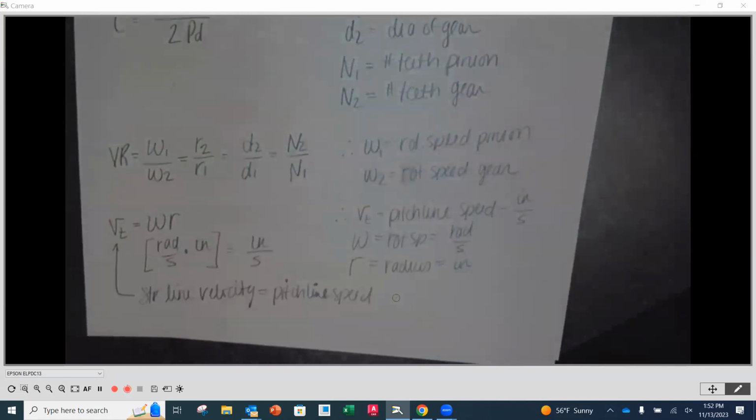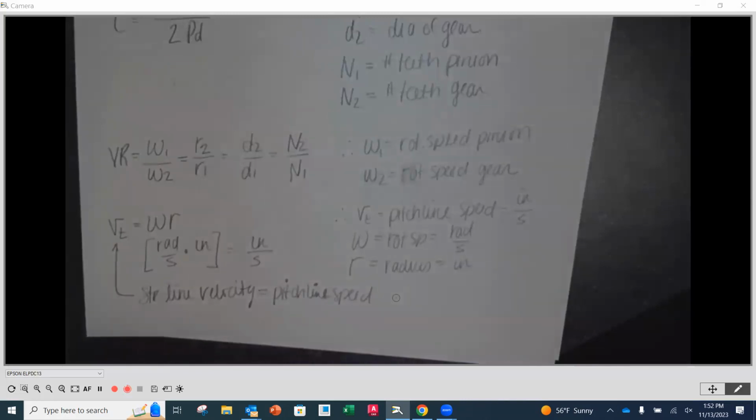And that's the relationship. Velocity ratio is always going to be how many times does that pinion have to go around? Sometimes referred to as the driver, because that's where it's coming off the motor, for instance, and coming in. How many times does that driver, that pinion, have to rotate in order to get that gear to go around once?